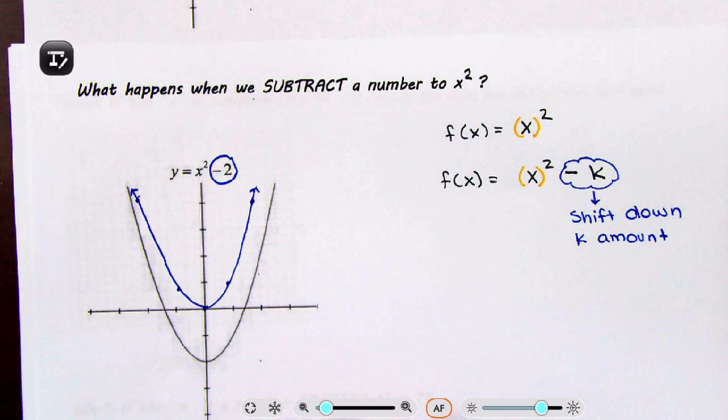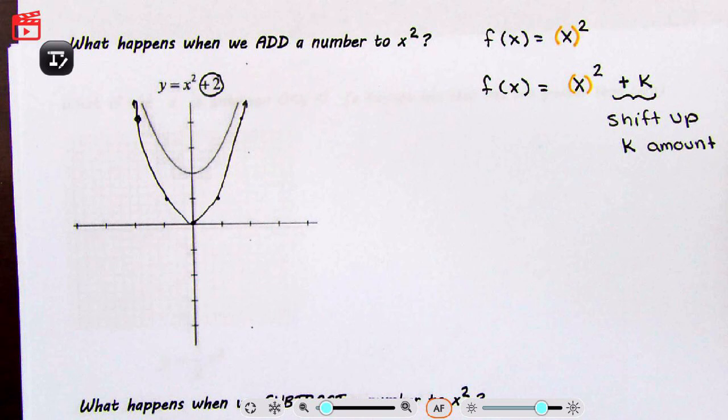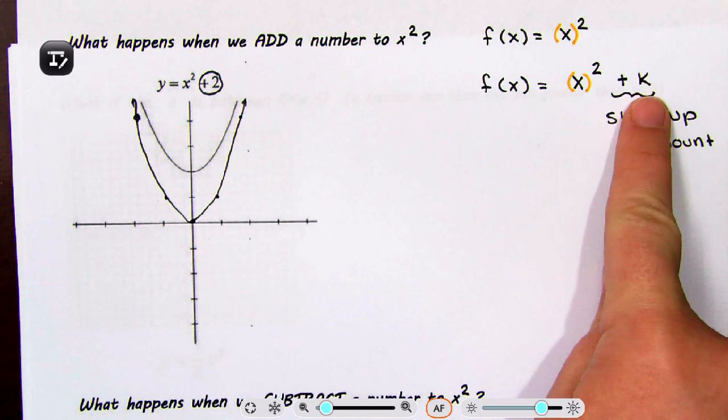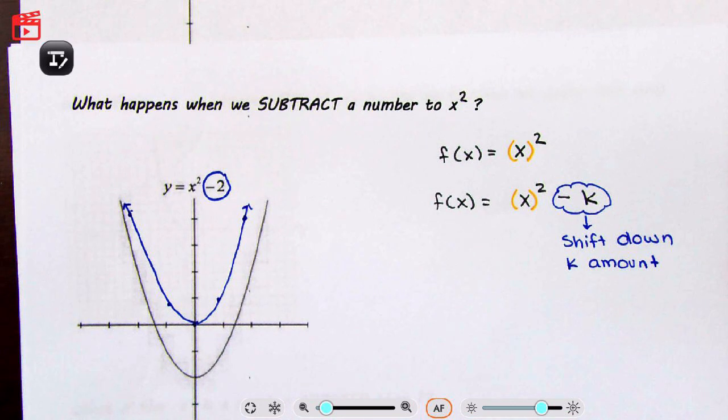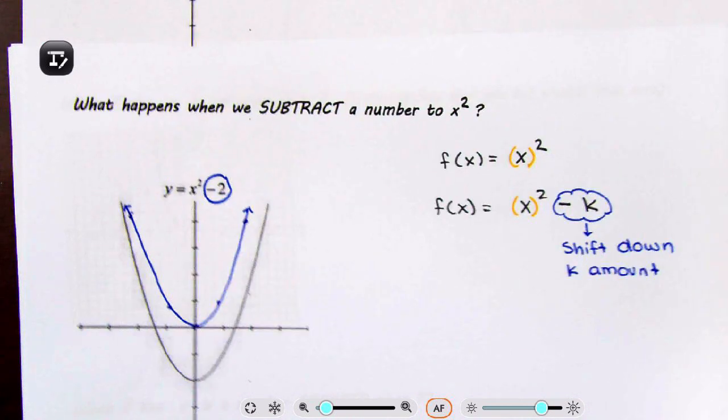So what is the difference between adding and subtracting? When you add, you shift up. When you subtract, you shift down. Now this is called a vertical translation, meaning it changed up and down, a vertical line shift change.